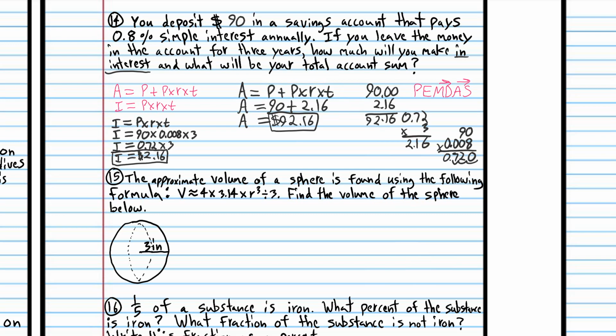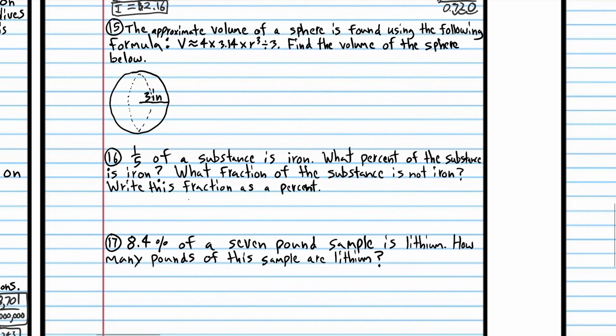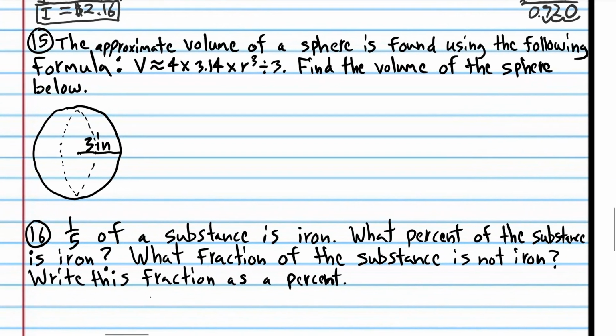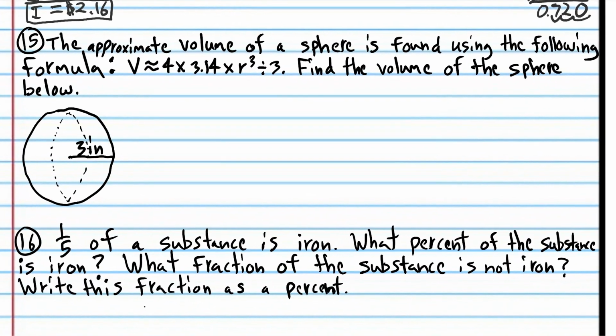All right, so let's move on to 15. This is another application of the order of operations agreement, because we're going to be using this formula, and as you can see, we have multiple operations. We have multiplication, we have division, and we also have exponents in this case. The approximate volume of a sphere is found using the following formula. Find the volume of the sphere below.